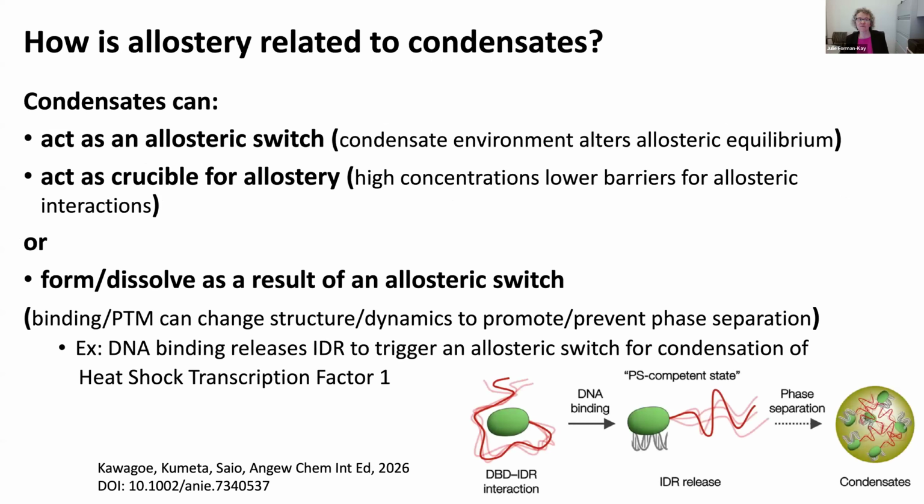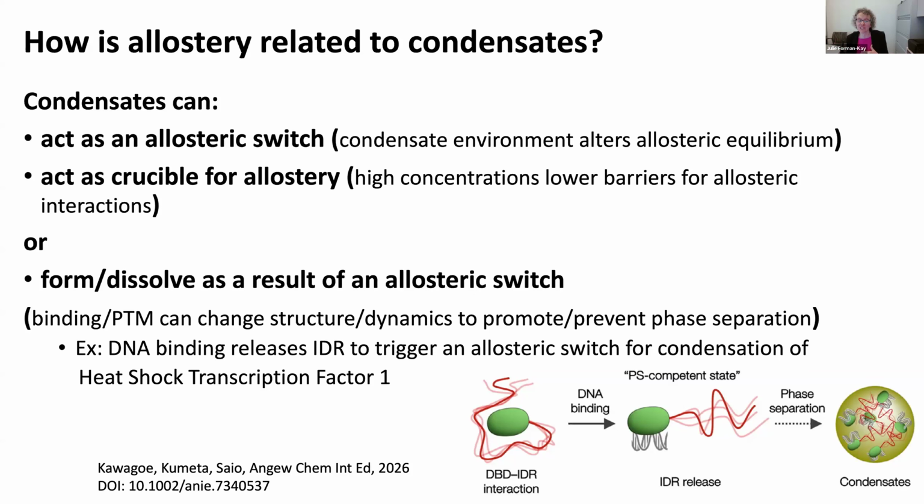So we can think about being within a condensate or not as an allosteric switch, because the environment of being inside a condensate could alter allosteric equilibria. And I'm going to spend most of today's talk talking about this. We can also think that condensates could just in general be a crucible for allostery, because very high concentrations are going to lower the barriers for allosteric interactions, for instance, with allosteric ligands.